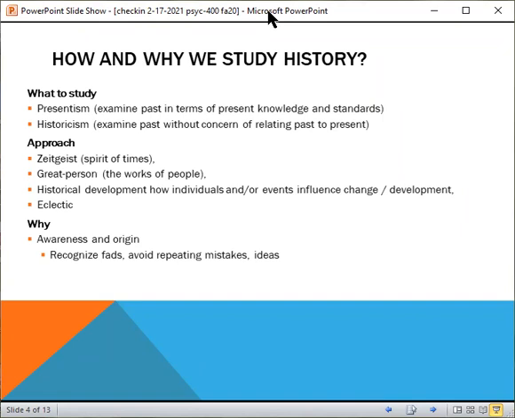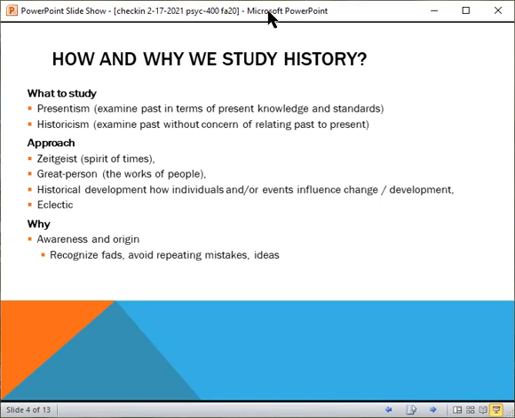Another way that we talked about is historicism, which is to examine the past without concern of relating it to the present. So we just study history in and of itself, not trying to draw any connections or conclusions about where we are today and where we were back then. We just study what happened, to the best of our understanding, by looking at the data that's available to us. So what to study is one thing.